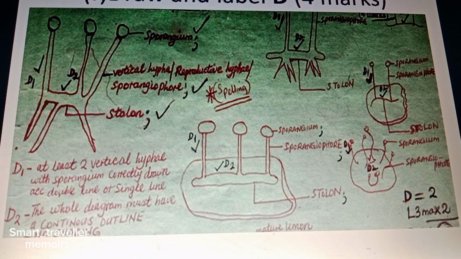So how did you award the marks? Drawing was 2 marks. Labels were 3 marks, maximum 2 marks. When you add them, you get the total 4 marks.